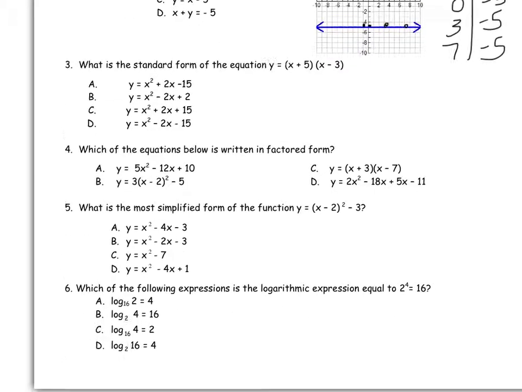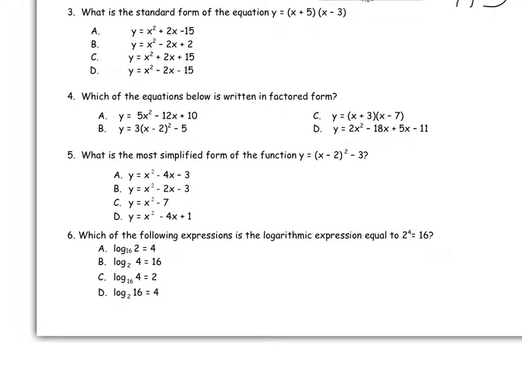Great, moving on. 3. What is the standard form of the equation y equals the quantity x plus 5 times the quantity x minus 3? So it looks like we have a quadratic function here, a quadratic equation, and to get the standard form, let's just multiply out the right-hand side. So to do that, I'll erase here, give myself some space. I'm just going to use sort of this area model to collect my work. I'm multiplying x plus 5 by x minus 3.